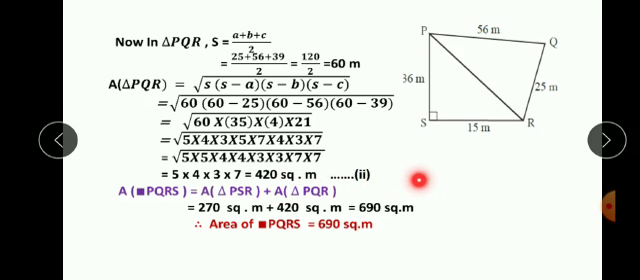So from 1 and 2, what do we have? We will add those two areas. Area of quadrilateral PQRS is equal to area of triangle PSR plus area of triangle PQR. These two triangles' areas we will add to find the area of quadrilateral PQRS. So PSR is 270 square meter plus triangle PQR area is 420 square meter. If you add these two areas, what you will get? 690 square meter. Therefore, area of quadrilateral PQRS is 690 square meter.